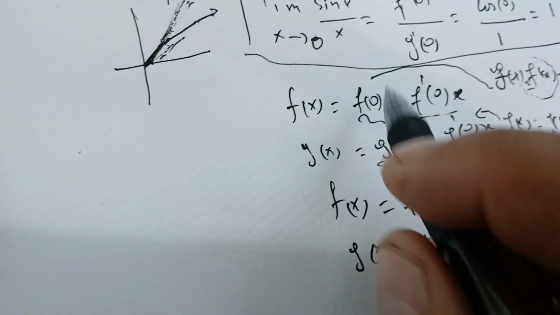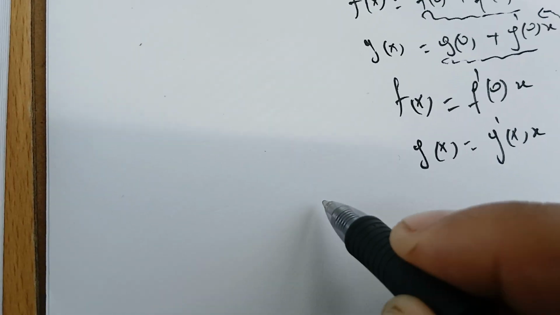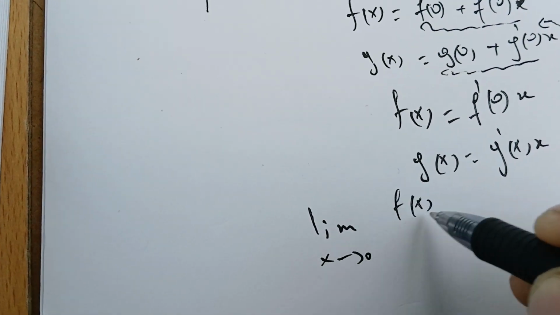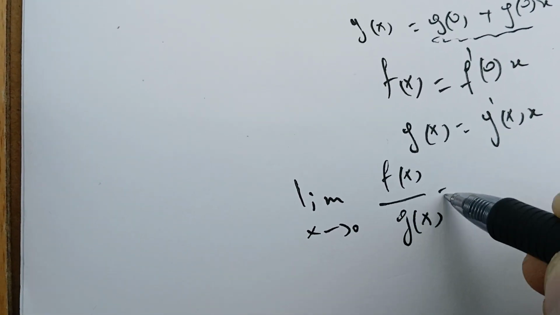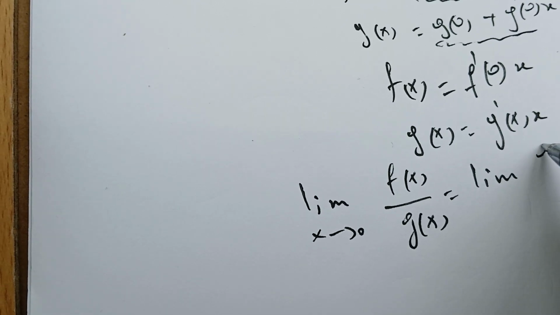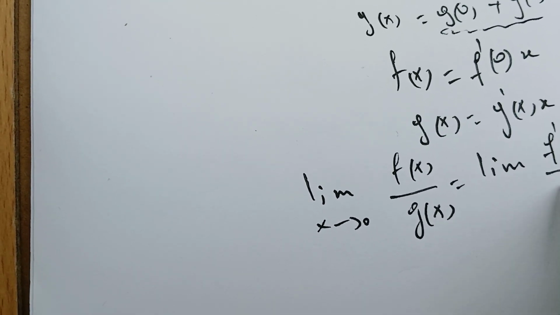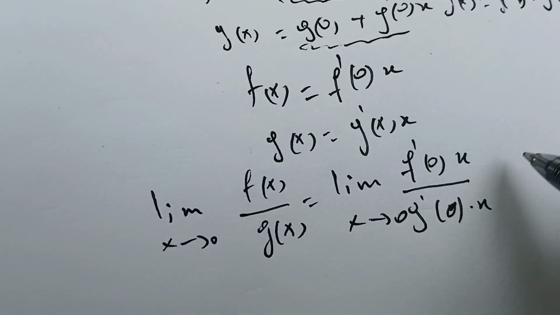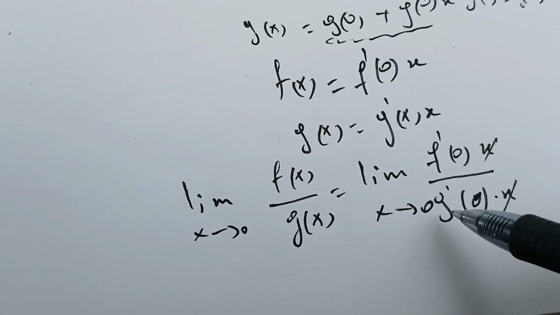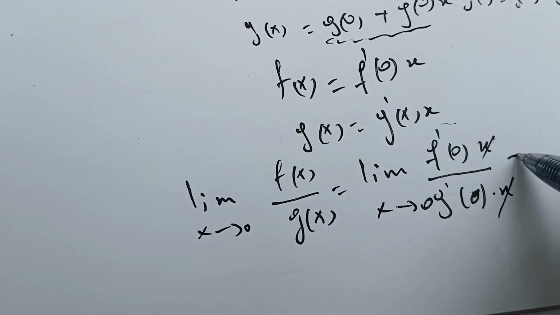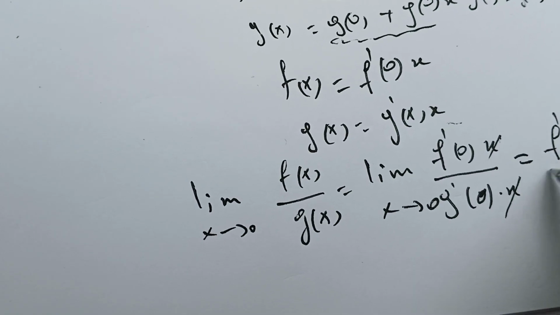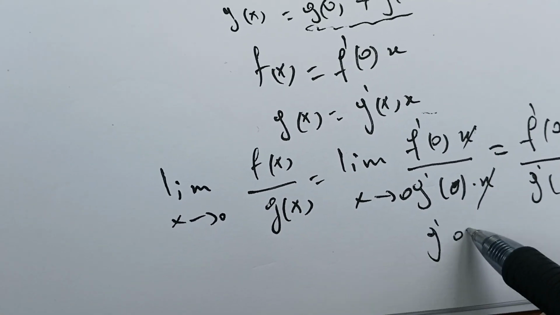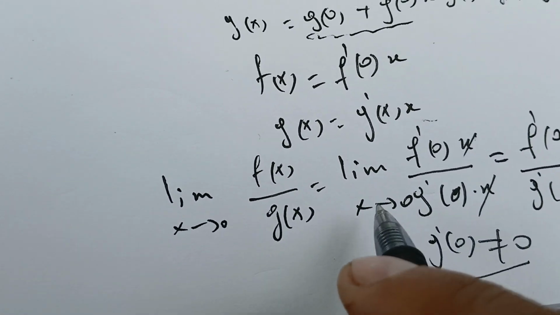Now the limit here. Taking the limit as x goes to 0 of f of x over g of x is equal to the limit of f prime of 0 times x over g prime of 0 times x as x goes to 0. Now we can cancel by x since x is different from 0. We get a constant. Therefore, we have f prime of 0 over g prime of 0. We assume that g prime of 0 is different from 0 because we don't want to divide by 0.